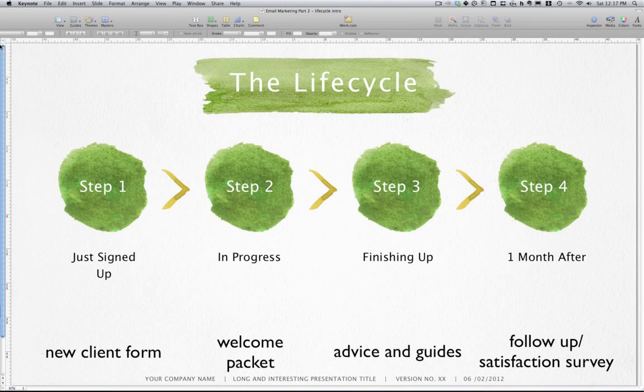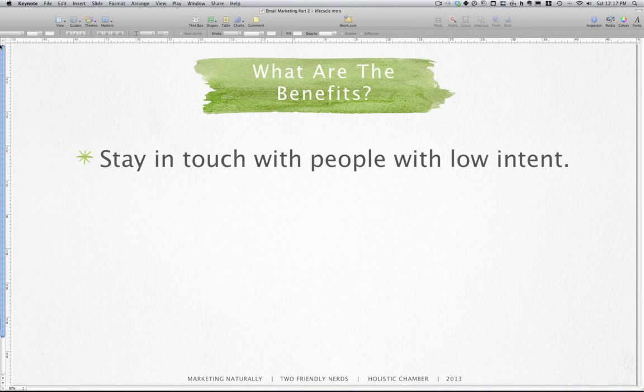And defining them down like this has a lot of really incredible benefits. So what are those benefits? Well, for one, it helps you stay in touch with people with low intent.